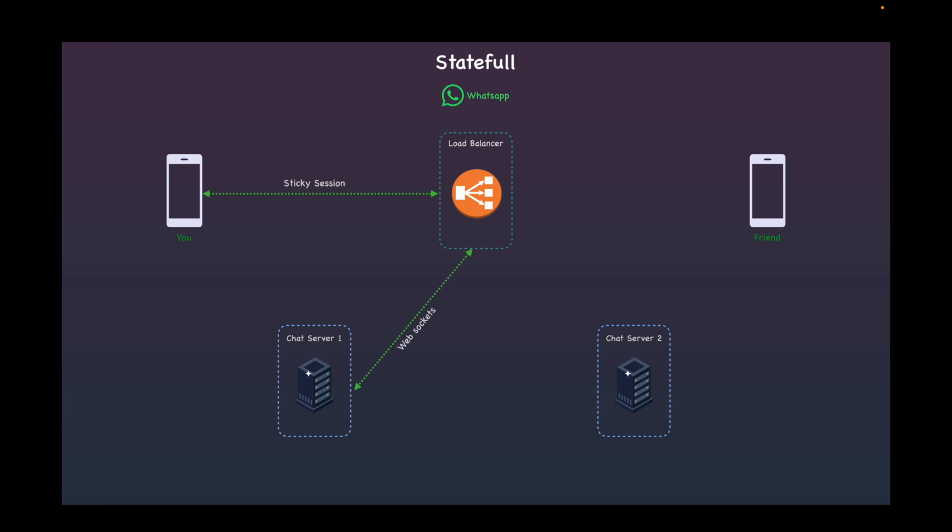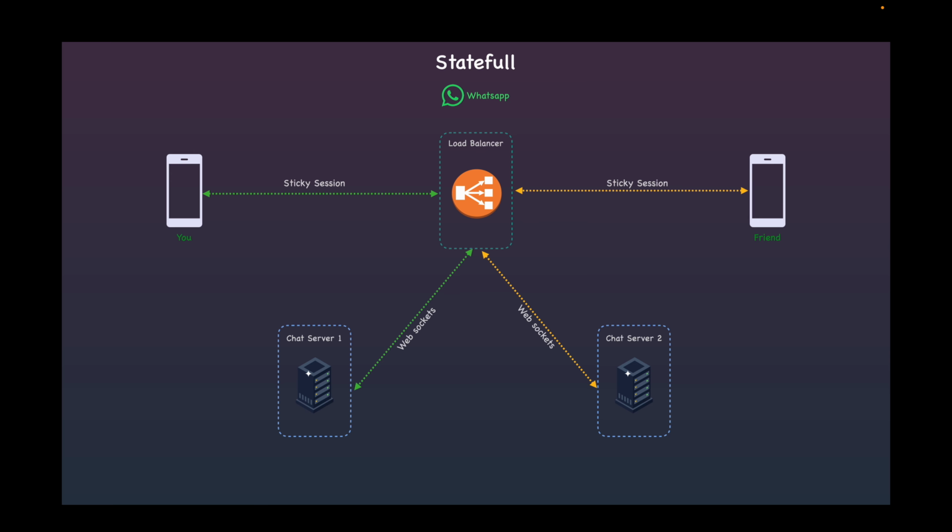So every time you message any of your friends, that will go to the chat server which you are connected to. The same goes for your friend: the sticky session to the load balancer, then a WebSocket connection to the chat server too. These two chat servers are independent. So when you send a message, that message will be passed down to chat server 1. Then how does your friend get that message? Your friend is connected to chat server 2.